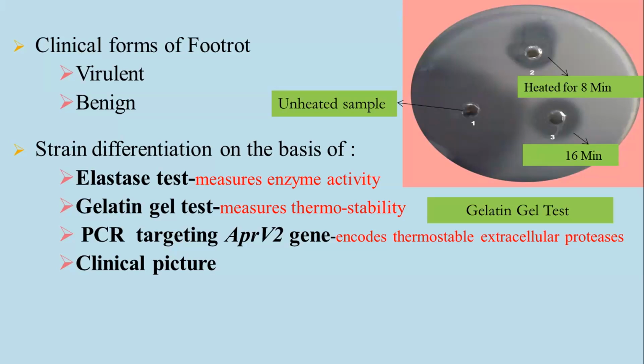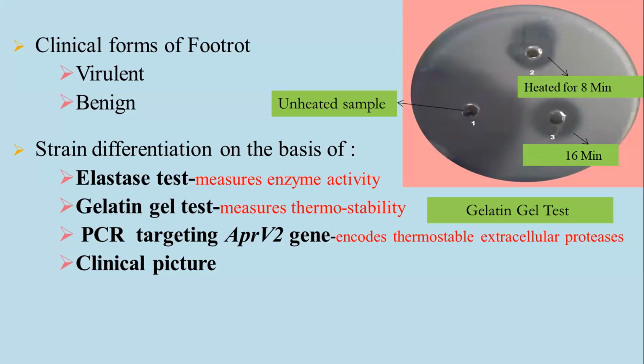These two tests are phenotypic tests. Another test is genotypic, that is PCR based, and all the laboratories can do that. Here we target the aprV2 gene, where A stands for acidic, PR stands for protease, and V for virulent. Virulent strains of D. nodosus have this gene. You simply get the swab, extract the DNA and run the PCR. Simple. If the aprV2 gene is present, it means that the strain infecting the animal is virulent. And then lastly, the clinical picture.